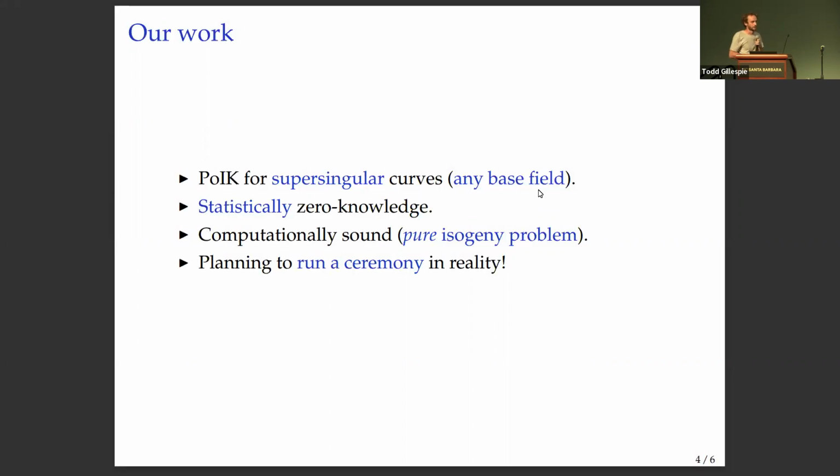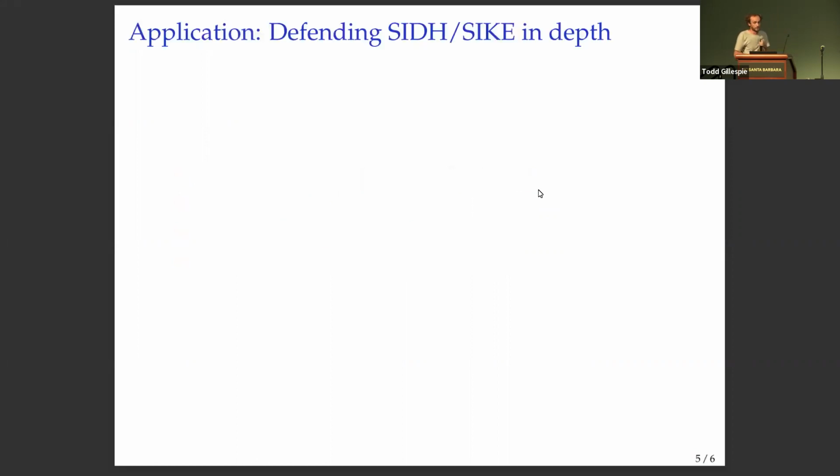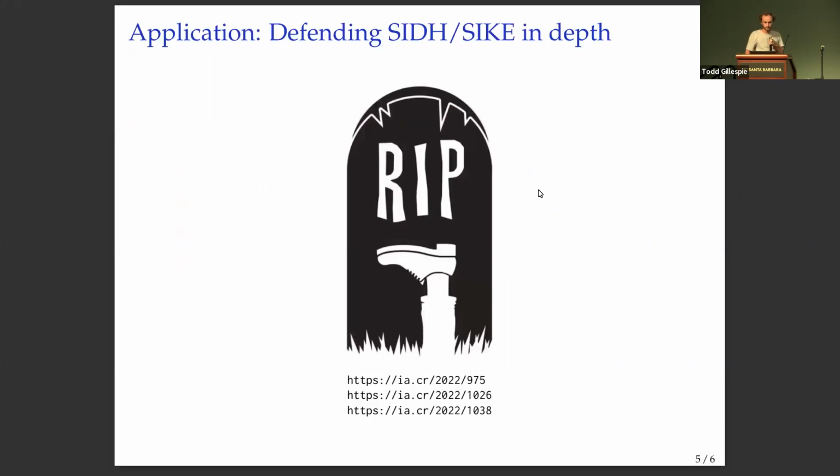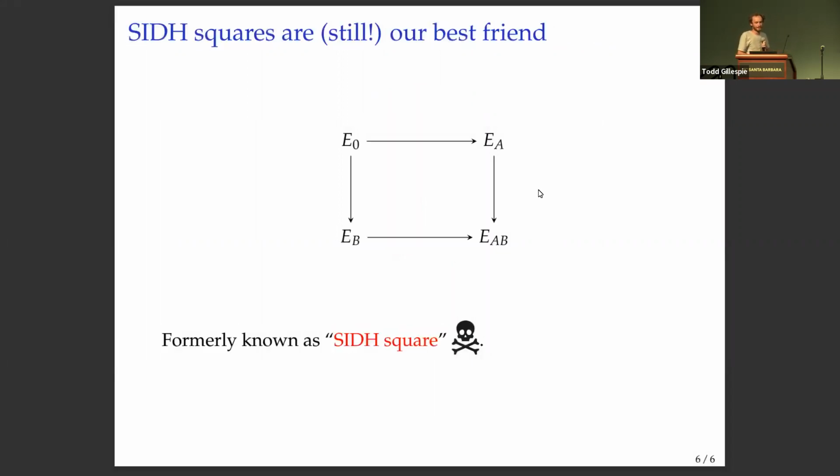And indeed, we're planning to run a trusted setup ceremony in reality to get some supersingular elliptic curves with this property. Our intended application for this was to defend SIDH and SIKE in depth, because it's not really vulnerable to this, but it could help for some attacks. Unfortunately, SIKE recently passed away due to these three attack papers, so that's not going to happen anymore. If anybody has new applications in mind, please talk to us. We have plenty of time to do this, but so far we're not really sure who needs this.